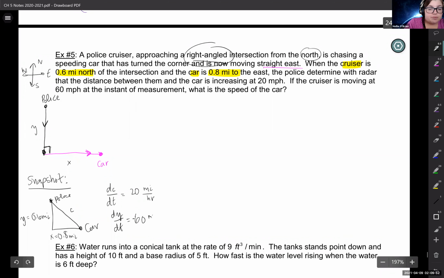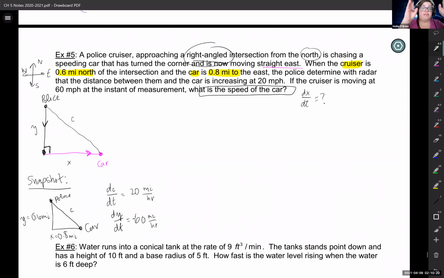Since I'm done setting up the problem, I'll see if you guys have questions. And last, what is the speed of the car? What we're looking for is dx dt, the rate of change of x, the distance of the car from the intersection. So we've listed out everything we need. I did not draw this yet. The C, the hypotenuse, is just the distance as the crow flies, as a bird flies straight from the police to the car.